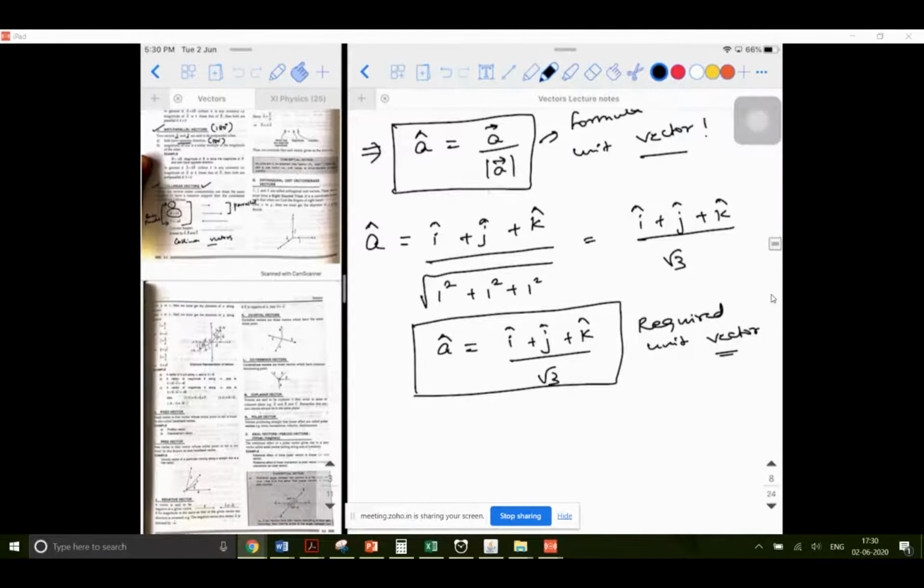If there is any doubt, let me know. I just want to ensure that these points are clear. One is orthogonal unit vectors. Second is position vector. The third one is understanding how to find the magnitude. And the last one is how to find the unit vector if a vector is given. So are all these points clear?